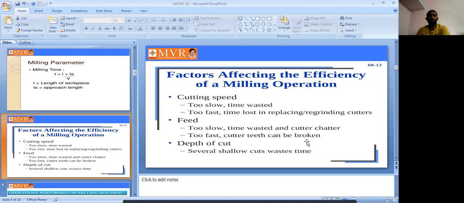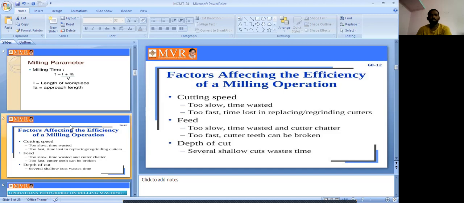So next one is depth of cut. Several shallow cuts waste time. So several shallow cuts waste time. That is one of the points for depth of cut. So these are some of the parameters, and these parameters affect the efficiency of the milling operation.